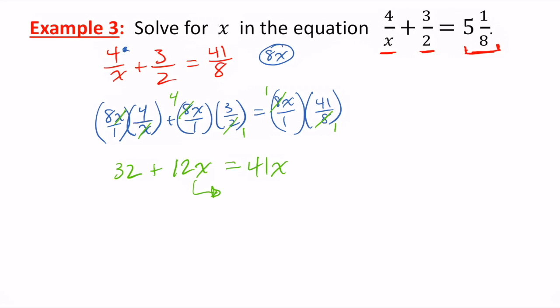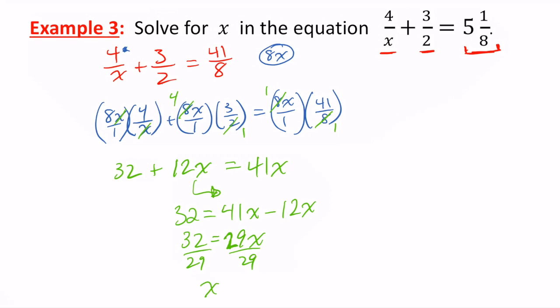Okay, so let's toss that other x term to the right hand side, and we end up with 41x minus 12x on the right, which is also, oh, no, sorry, 29x. And we want to divide both sides by 29 to get rid of the 29 with the x. And we're left with x equals 32 over 29, or 1 3/29.